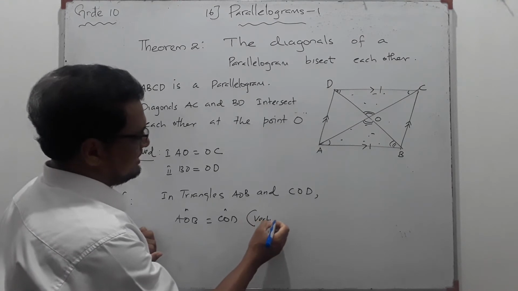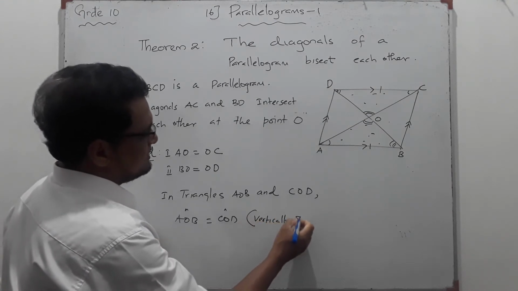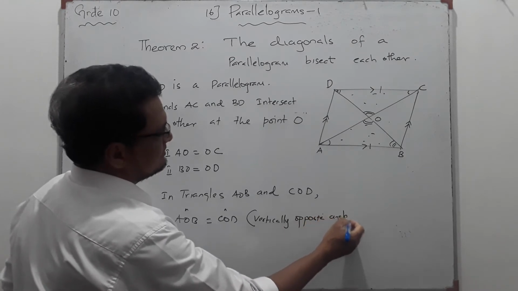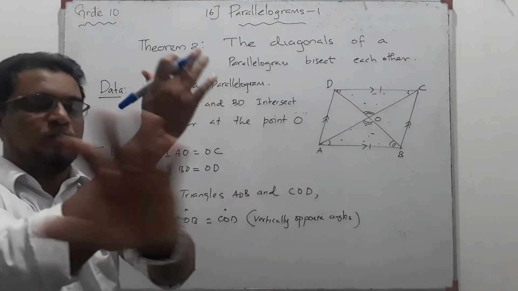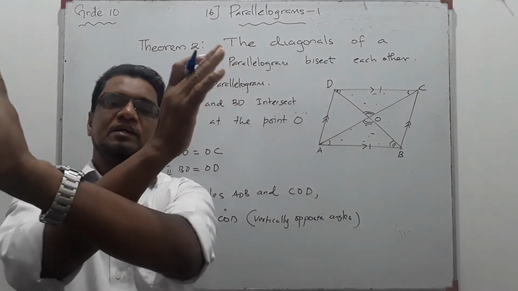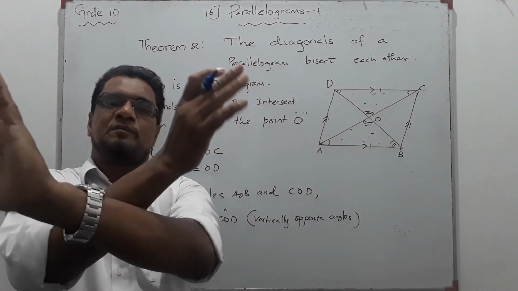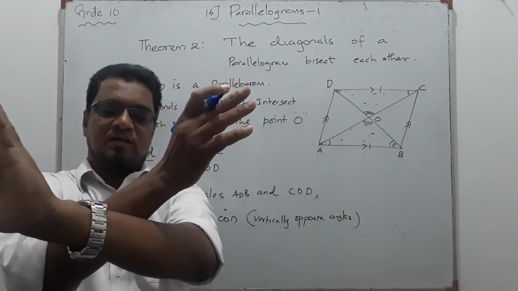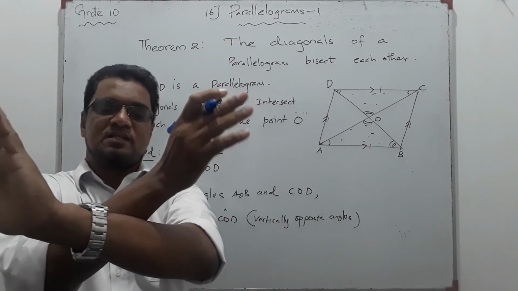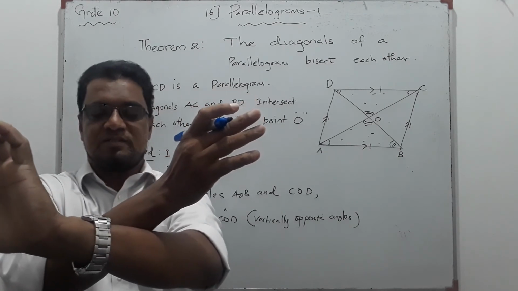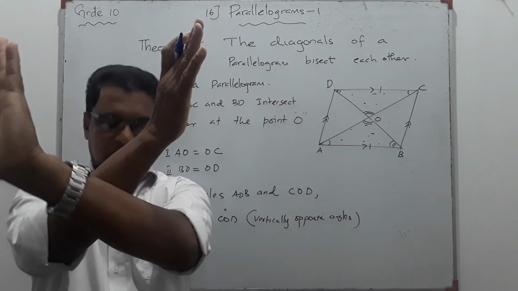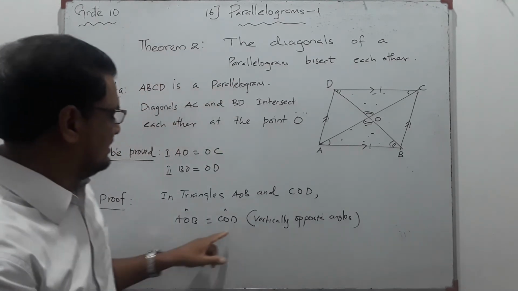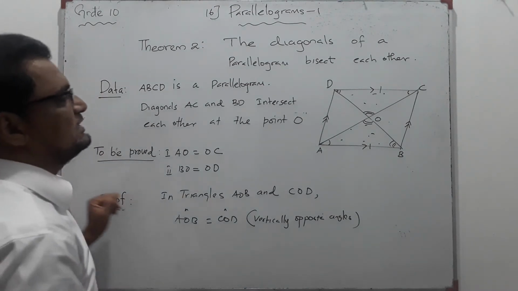Vertically opposite angles. You are very clear on this. This is one of the fundamental axioms and geometrical relations, which you learned in previous classes. When you put this together, vertically opposite angles means both are equal to each other.